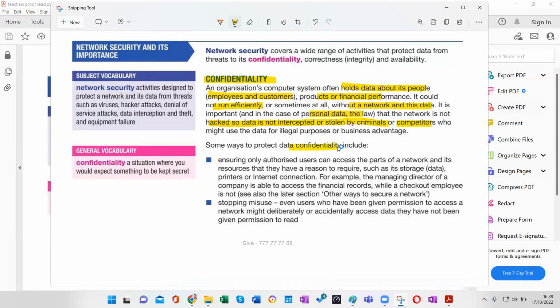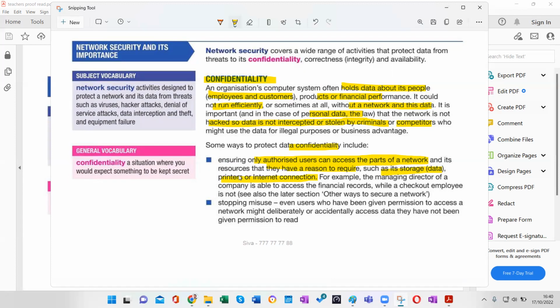Some ways to protect data confidentiality include ensuring only authorized users can access the parts of the network. In your organization, you can allow only the authorized users access to the network. How can this be done? You can give username and passwords or accounts only for authorized people, right? And its resources that have reason to require, highlighted, have a reason to require, such as storage, printers, internet connection. So when you're giving access to these people, you can decide to what extent that you give the permissions. Some people can be given the access to certain data, some are not.